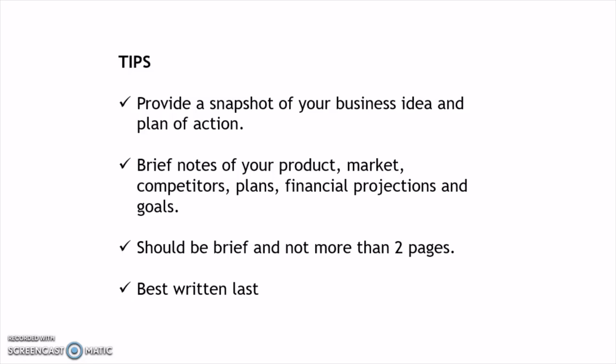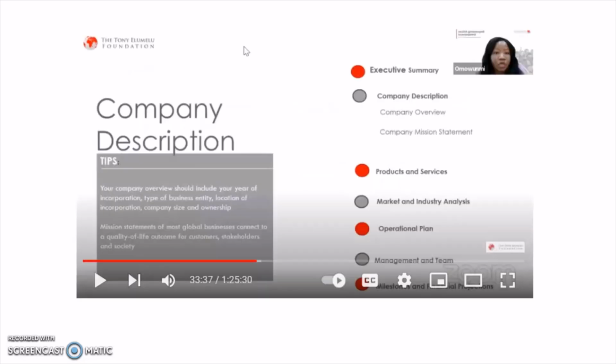One or two sentences is enough to capture each of the things I have mentioned, and when you do that, you see that a line is still enough for you to do all of this, right? So it should be brief. Like I said, your executive summary should be brief and not more than two pages. It is best written last. Yes, it is best that you write your executive summary last, after you have written your business plan. Even though it is the first thing to appear in your business plan, it should be written last, because it is a summary of what you have written down, right? So this is it about your executive summary.